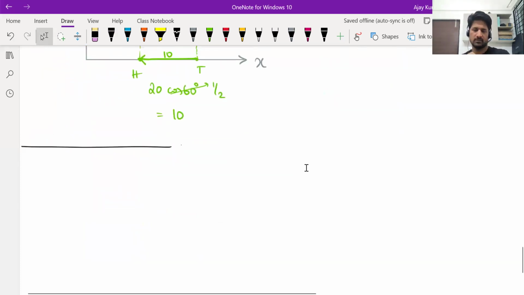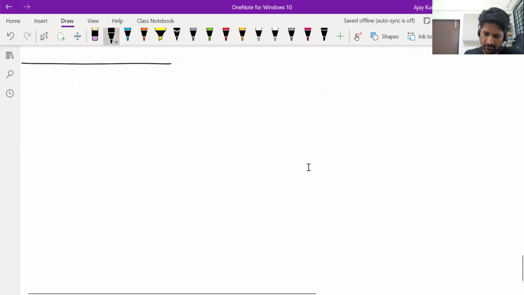Next, let us do the reverse. Suppose a vector like this is given to you.